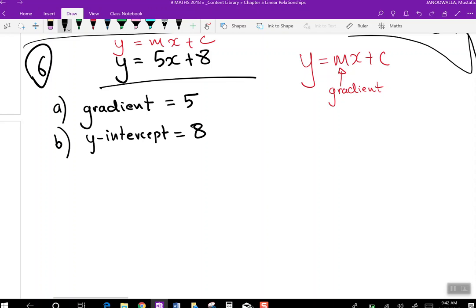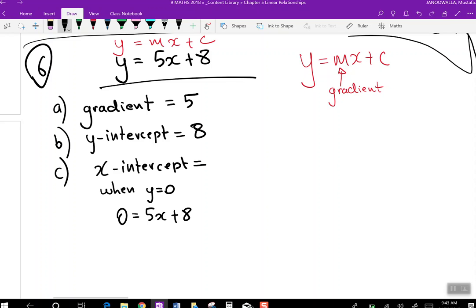Then part C is saying, what's your x-intercept? How do you find your x-intercept? You have to work it out. And how do you work it out? You work it out when y is 0. So when y is 0, pay attention here because this is the tricky one. 0 equals 5x plus 8.